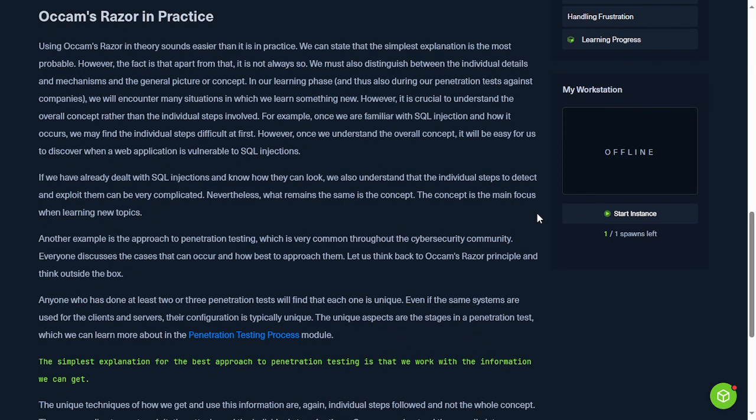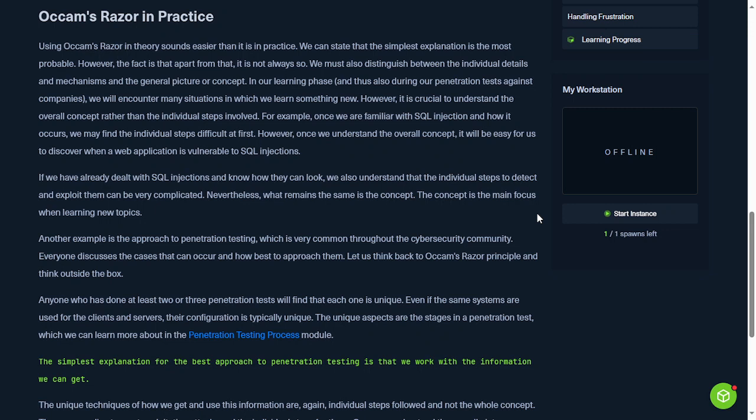Occam's razor in practice. Using Occam's razor in theory sounds easier than it is in practice. We can state that the simplest explanation is the most probable. However, the fact is that apart from that, it is not always so. We must also distinguish between the individual details and mechanisms and the general picture or concept.